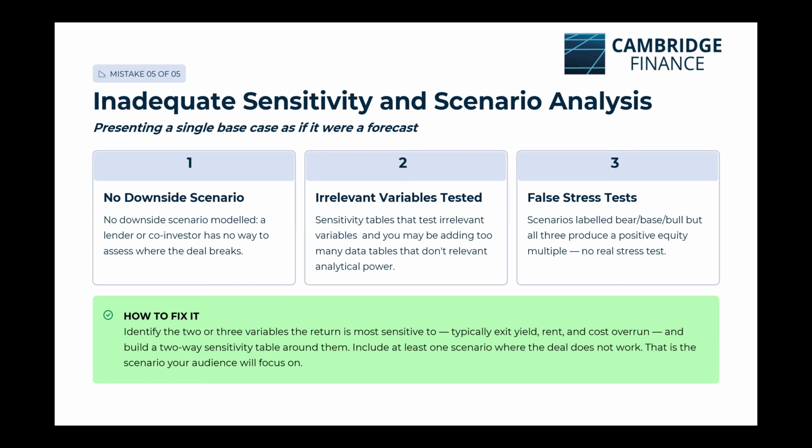So we need to identify 2 or 3 variables the return is most sensitive to. Typically it's going to be the exit yield, your rent, cost of a run, for example, and build a two-way sensitivity table around them, or just a one-way sensitivity table, so you can see what is the impact of being delayed 1 quarter, one year, and what's going to happen to your returns. What happens if instead of achieving rental growth of 3% per year, there's zero rental growth, for example?